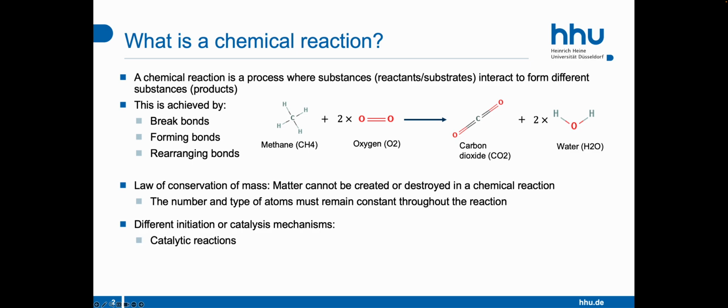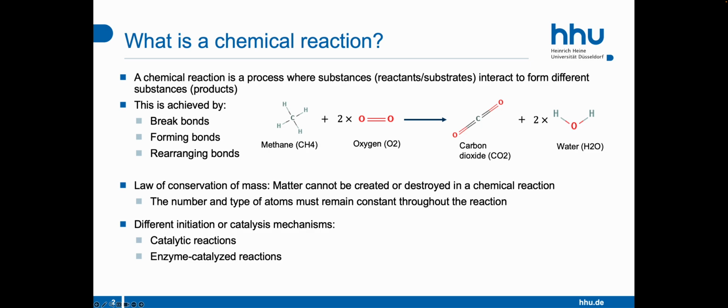Catalytic reactions are initiated by the presence of a catalyst, a substance that speeds up chemical reactions without being consumed in the process. For example, a catalyst can bind to 1 or more reactants, and this can change the shape of the reactants or bring the reactants in close proximity.